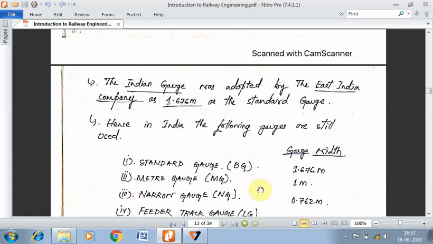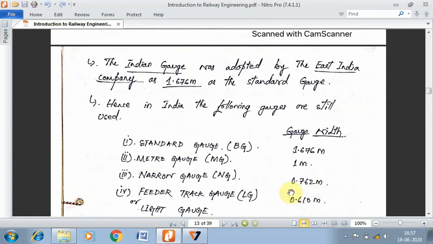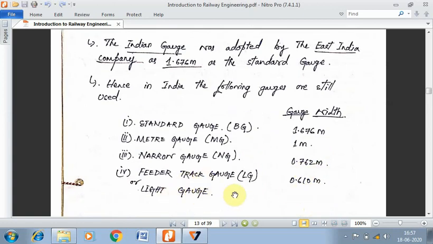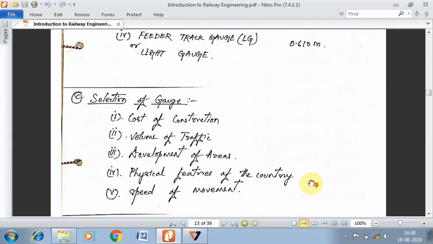Meter gauge, MG, is 1 meter. Narrow gauge is 0.762 meters, and then the feeder gauge or the light gauge is 0.610 meters. So these are the things that you are expected to remember. It is very important, okay, because we'll be using these for calculations in geometric design, right?